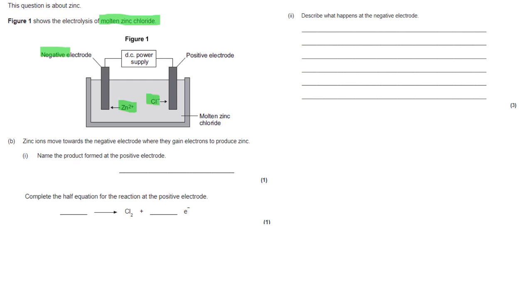We've got Zn2+ zinc ions and chloride ions going to each electrode. Zinc moves towards the negative electrode where they gain electrons to produce zinc. Name the product at the positive electrode. Well, at the positive electrode, chloride ions are going, so our product is going to be chlorine, or Cl2. We've just written this half equation, so it should be fresh in your mind. 2Cl- goes to Cl2 + 2e-.